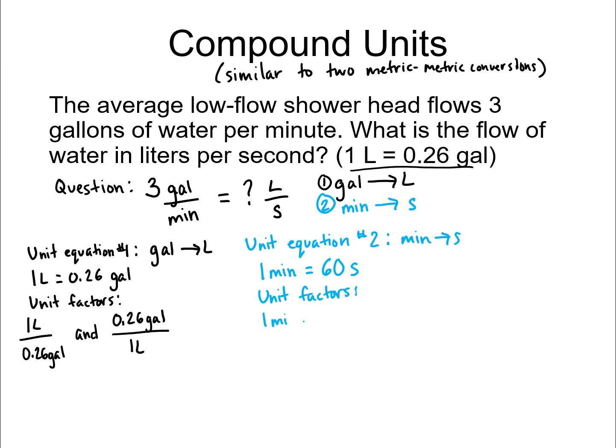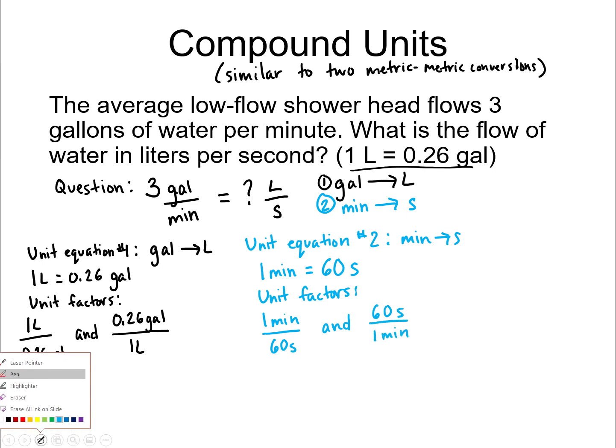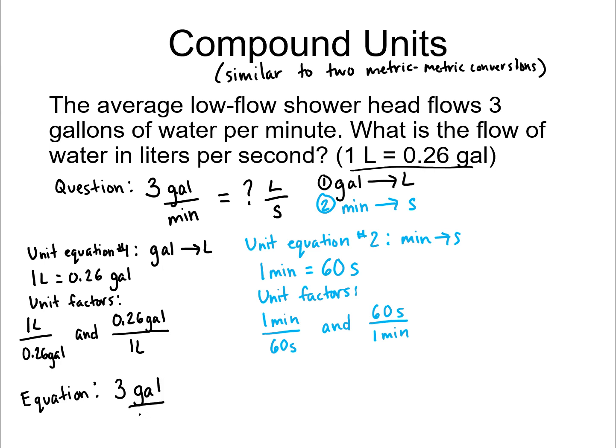We write our unit factors from this unit equation. Then we put together our equation, just like always. I'm being very intentional about how I'm writing these parentheses and trying to line everything up. Because I want it to be clear, what is the denominator, what's the numerator.